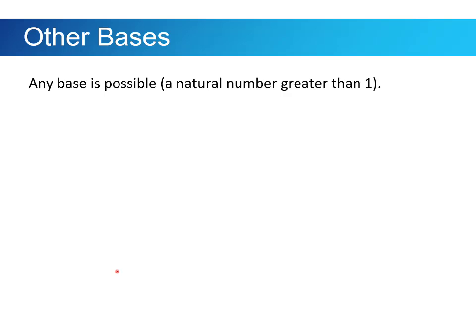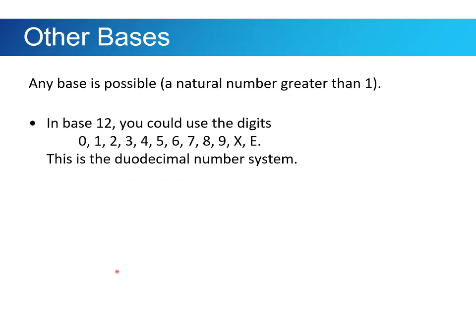You know, other bases are possible, and you can use any base you want, as long as it's a natural number greater than 1. For example, you could work in base 12, and we might consider the digits 0, 1, 2, 3, all the way up through 9, and then add X and E as our extra digits, where X represents 10 and E represents 11. So if you did arithmetic there, that's called the duodecimal number system.